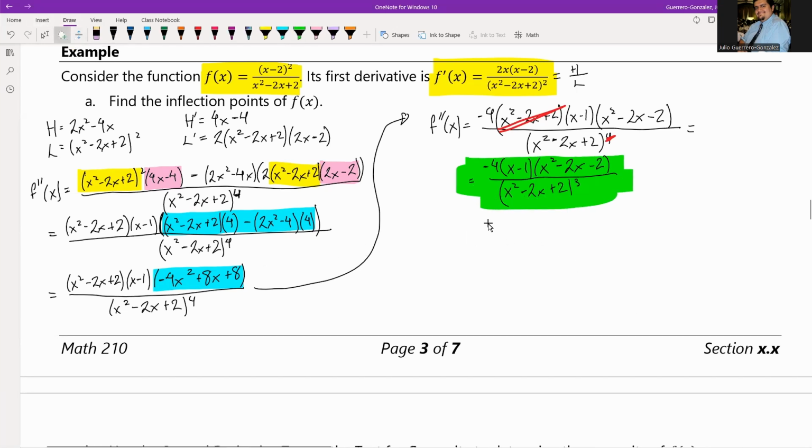I think I do have enough space. Let me see. I'm going to grab this. What a time to be alive.